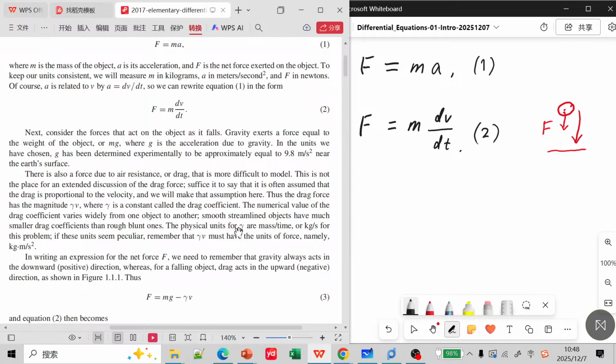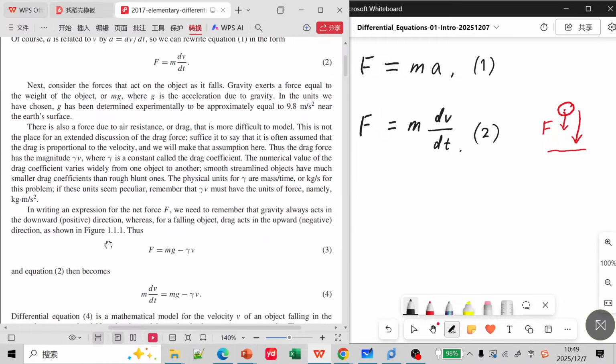The physical units for gamma are mass over time, or kilograms per second. If these units seem peculiar, remember that gamma v must have the units of force, namely kilogram times meters per second squared.